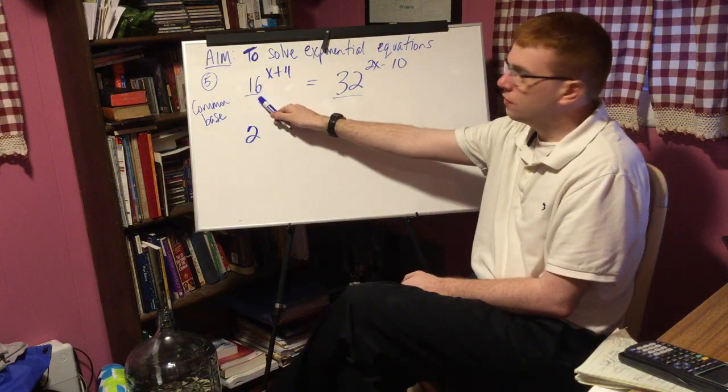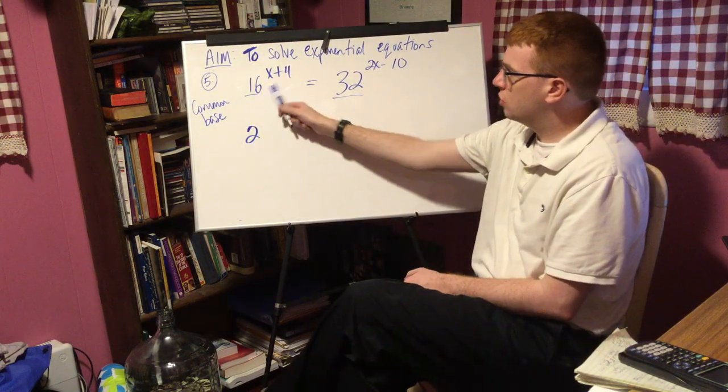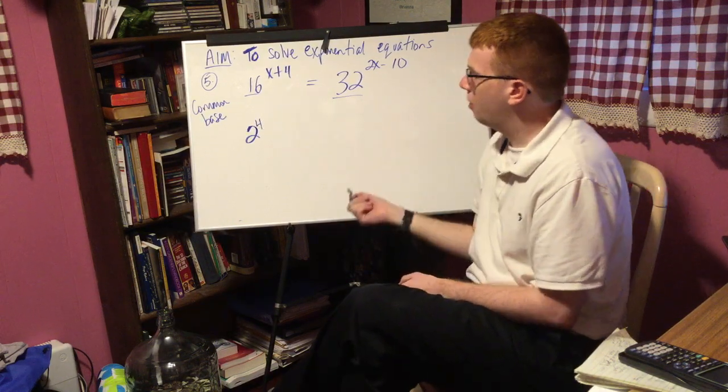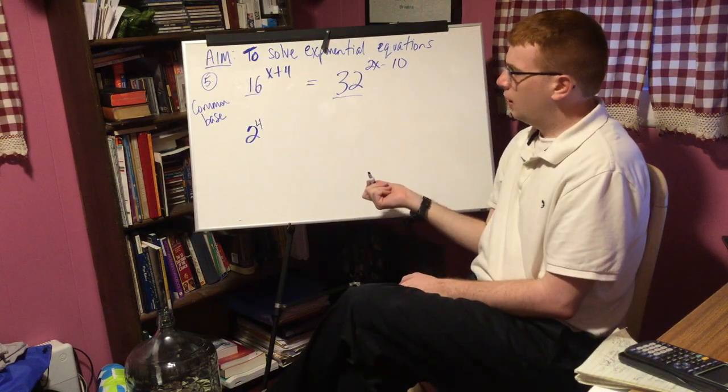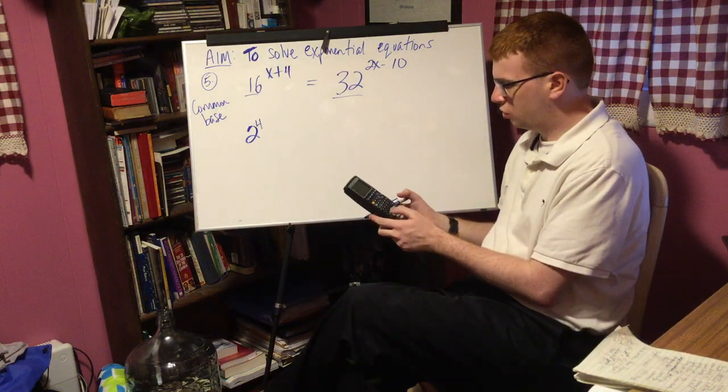We know that 16 is 4 squared. So 4 is the same as 2 squared. And if we square that, it would be 2 to the 4th power. And you could verify this on your calculator. You could also use trial and error.